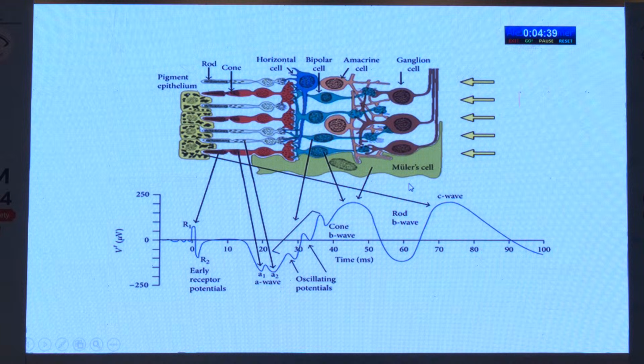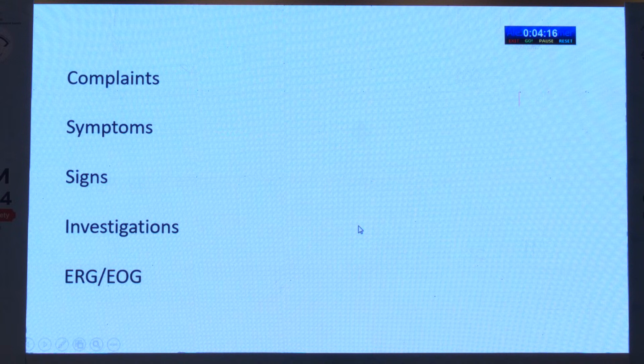Now let us see the genesis of these A and B waves, which is very simple. The A waves are from the photoreceptors, that is the rods and cones, and the B wave is predominantly from the bipolar cells with some component from the Muller cells. So any dysfunction of the photoreceptors will affect the A wave, and any dysfunction of the inner retina will affect the B wave.